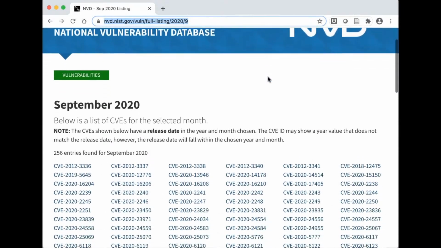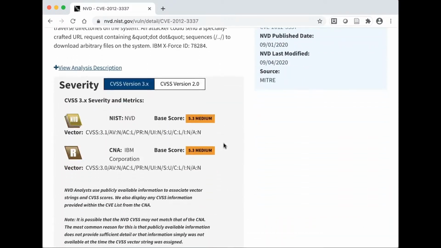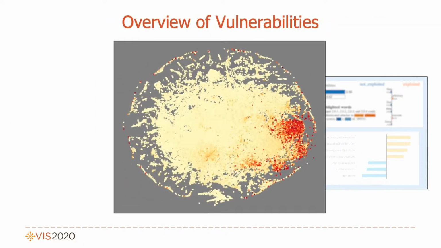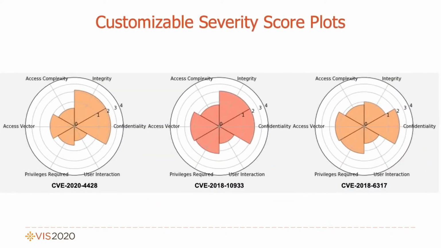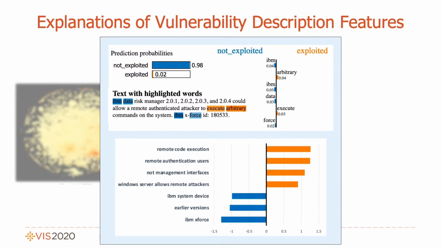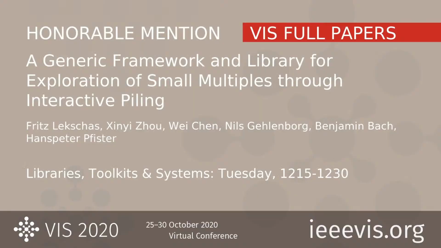Information about vulnerabilities helps defenders prioritize what they need to patch, but this information can be difficult to interpret. In this paper, we support interpretability using a focus-in-context approach to visualizing vulnerability data, including a clustering overview, plots that enable filtering based on severity, and explanations of text features and descriptions. We invite you to read our paper to learn more.